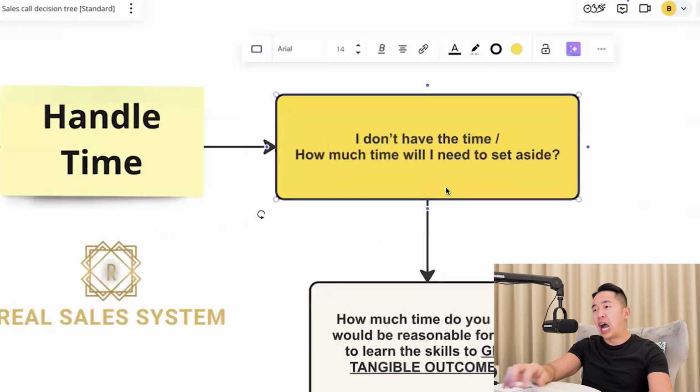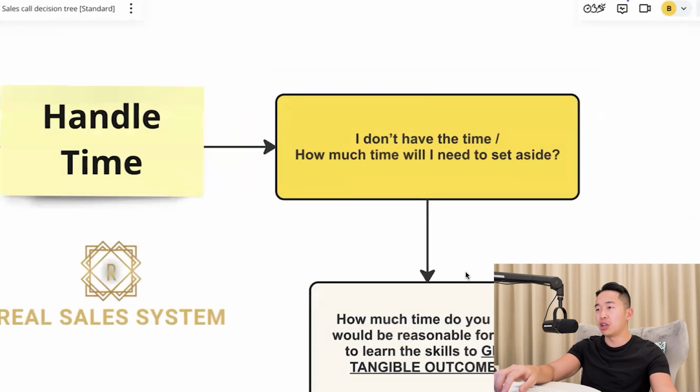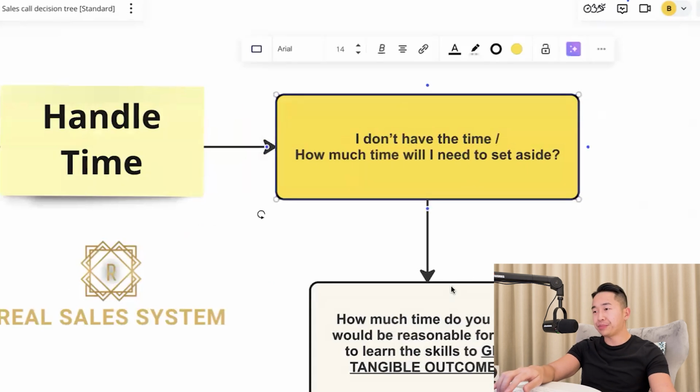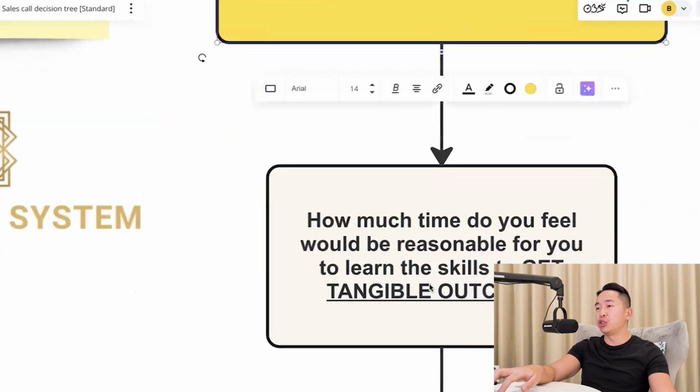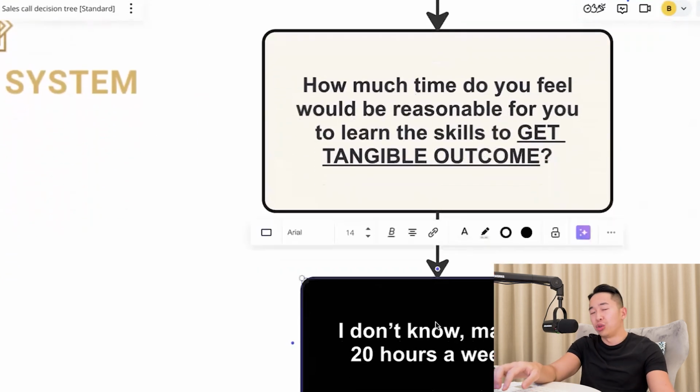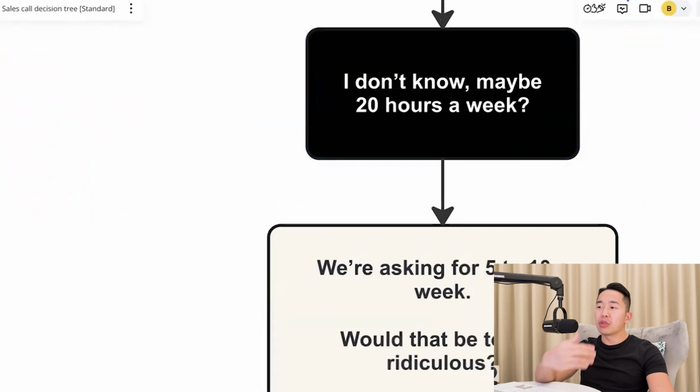So let's say, oh, I don't have much time, or maybe they ask you, how much time will I need to set aside? Let's go into, I don't have the time. At this point, you go into the logistics first. How much do you feel would be reasonable to learn the skills to make 10K a month without having to work 60 hours a week in your job? And they say, I don't know, 20 hours a week. At that point, we're asking for 5 to 10 hours a week. Would that be totally ridiculous? So we're going for no.